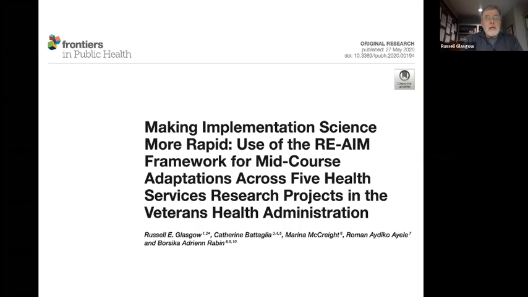Not at the speed of light, not warp speed, and probably not as rapid as QI type approaches, but much faster than we usually do science. I won't spend the time to talk about them, but many of these are the same sites as part of a VA query project that Borsika and I are involved in, and I'll just show you the content areas of those in a moment.